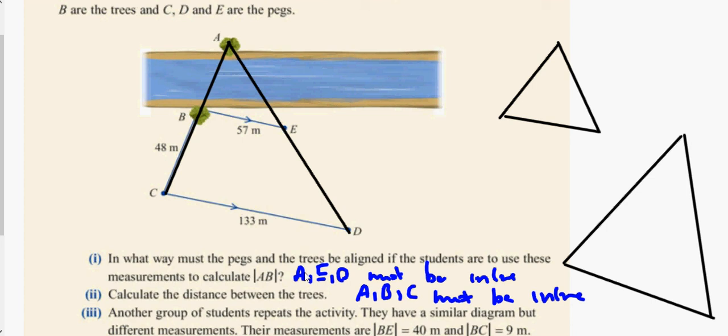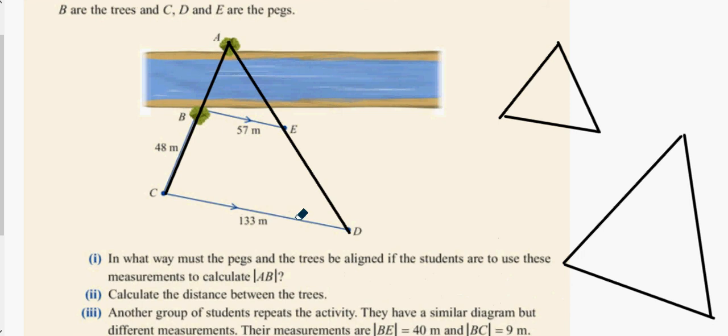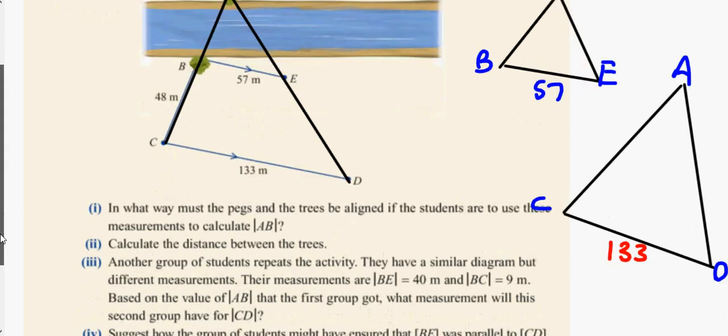Alright, calculate the distance between the trees. No bother. This is 57, this is ABE. This is ACD. So that's 57 and 133. Now, 57 and 133, you know this to be 48. This is tricky. They give us more measurements. Or do they?